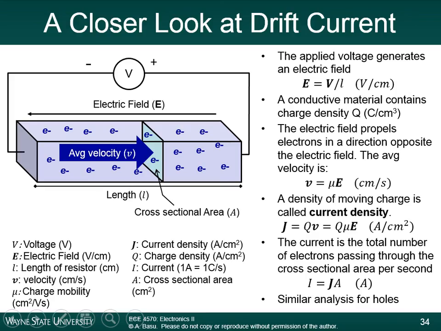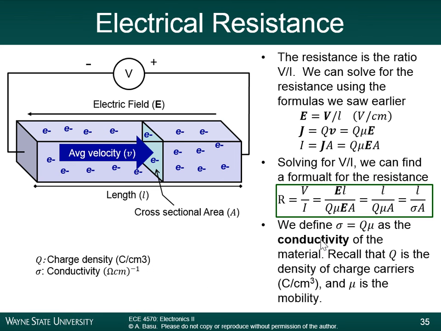So this is a closer look at drift current, where Ohm's law ultimately comes from. Now, where do we get the resistance from that? We're looking at the same thing here, same diagram. The resistance is the ratio V divided by I from Ohm's law. So we can solve for the resistance by just combining the formulas that we saw earlier. So what are the relationships we found? The electric field is equal to V over L. The current density is equal to Q times mu times epsilon. And the current is equal to the current density times the area, which is equal to Q mu epsilon times A. So this all came from the previous slide.